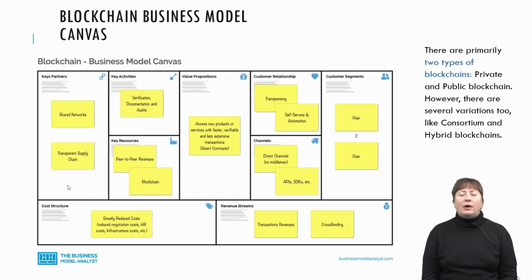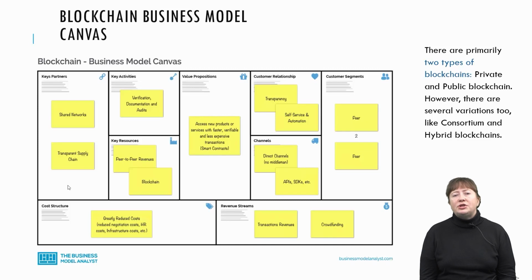For example, for the different types of revenue within the blockchain business model, we may apply crowdfunding, because it's a very simple strategy within the online environment, or we may check transaction revenues because, as I mentioned earlier, most blockchain models focus on cryptocurrency and online financial transactions.